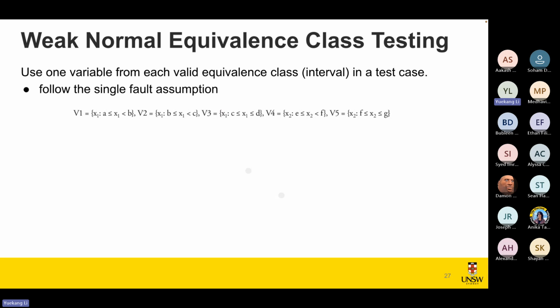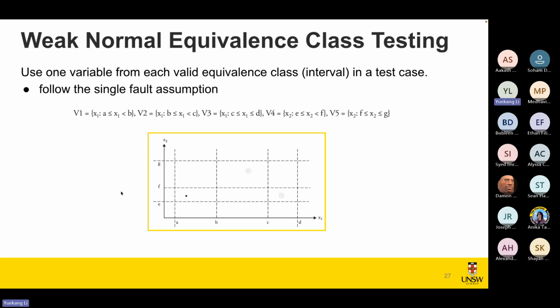So the first one is the weak normal equivalence class testing. Weak means that we use one variable for each valid equivalence class in a test case. So we don't need to care about covering a valid equivalence class with multiple values. Only one is enough, and this follows the single fault assumption. And normal means that we only care about the valid class range. So we only care about the 5 intervals there.